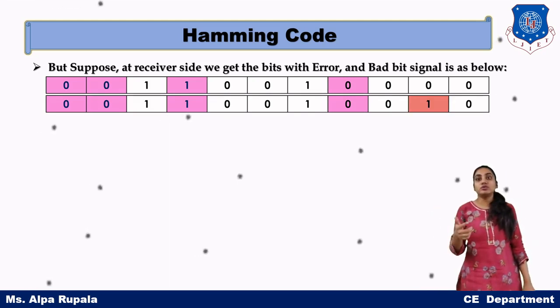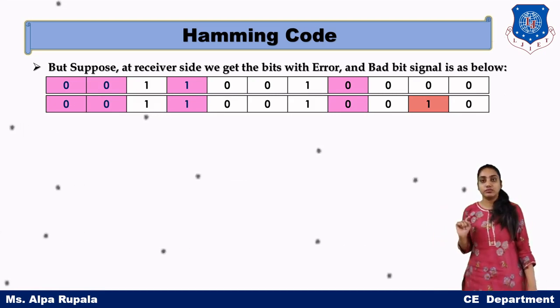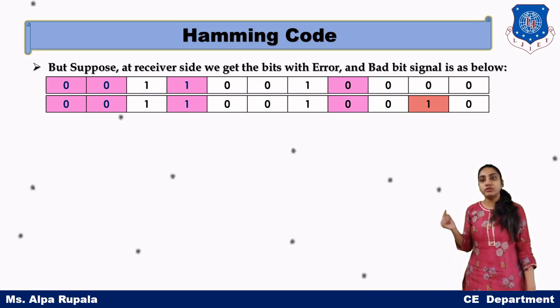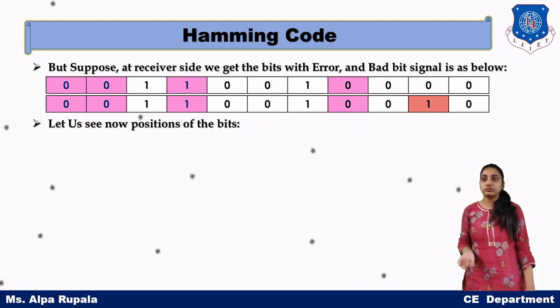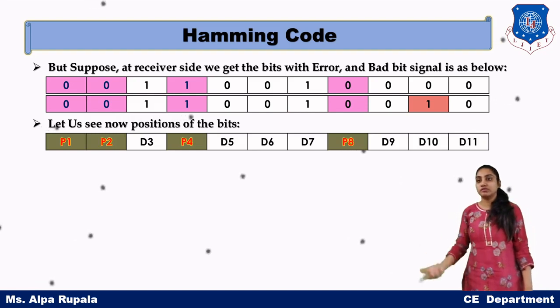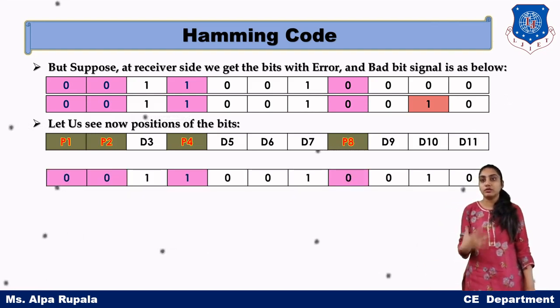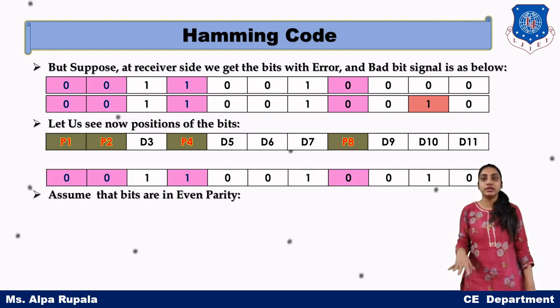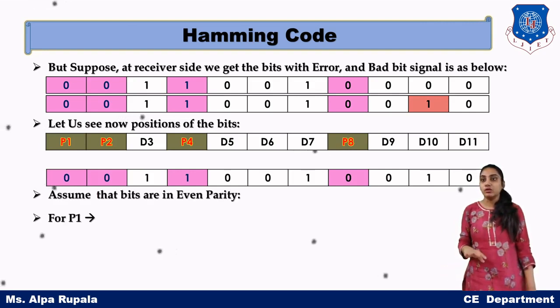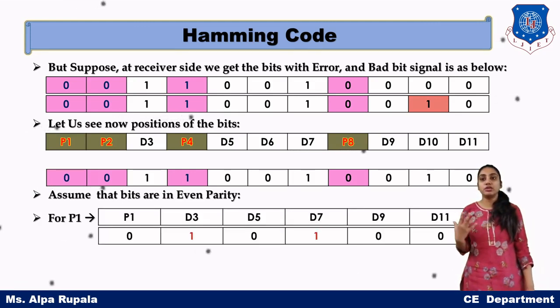But suppose any one bit has an error, and this is the D10 bit, which is flipped from 0 to 1. Now we can have the position of each and every bit, P1, P2. We can see that the D10 bit is flipped, but right now we don't know that the D10 bit is flipped.